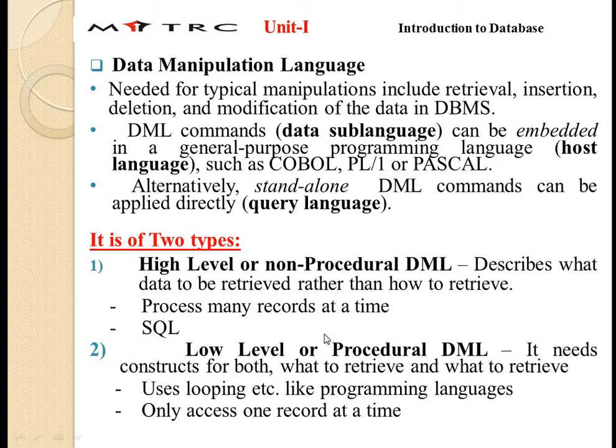Okay students. Second is the low level. When we talk about the low level or procedural DML, it needs to specify both what to retrieve and how to retrieve. That means low level focuses on both what and how to retrieve. These are the two important things specified by the second category of DML, that is the low level. It uses looping like a programming language, and it accesses only one record at a time. So this is the second type, the DML that represents the concept of low level.